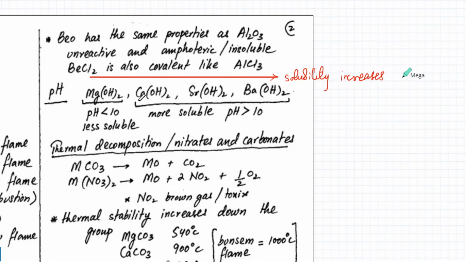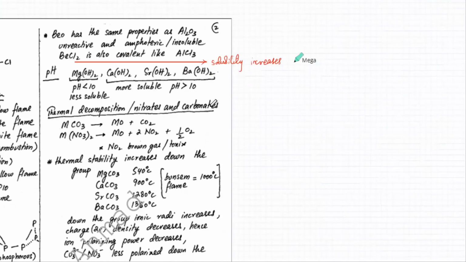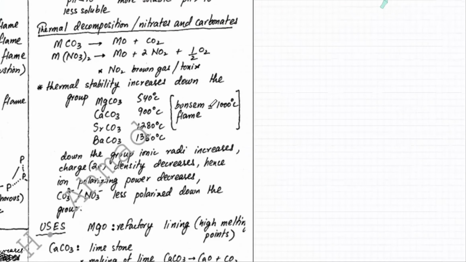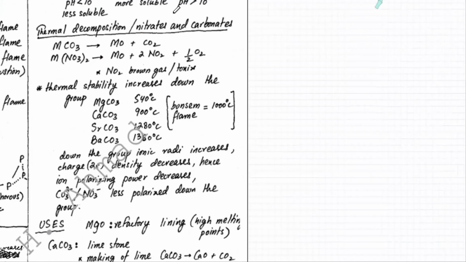So remember the pH of the hydroxides. Then about thermal decompositions. Thermal decomposition of nitrates and carbonates, and I'm going to add hydroxides as well. These three things are the ones that decompose. For example, if you have magnesium carbonate, the equations are given. Magnesium carbonate would decompose to form magnesium oxide plus carbon dioxide.